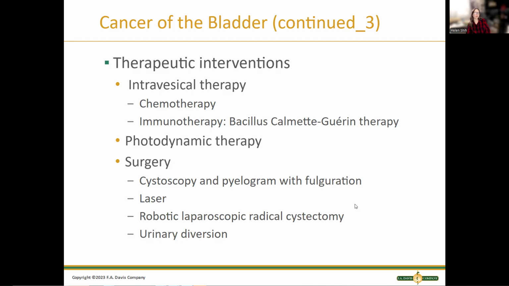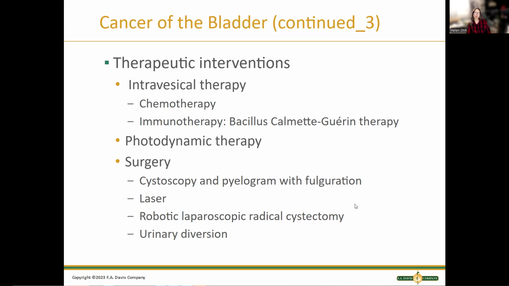Then the last thing that we can do is just to do surgery to remove the cancerous cells. We could do a cystoscopy and pyelogram with fulguration. What this means is that fulguration is the destruction using heat that is supplied through electricity. So we're basically burning off some of these cancer cells with electricity.